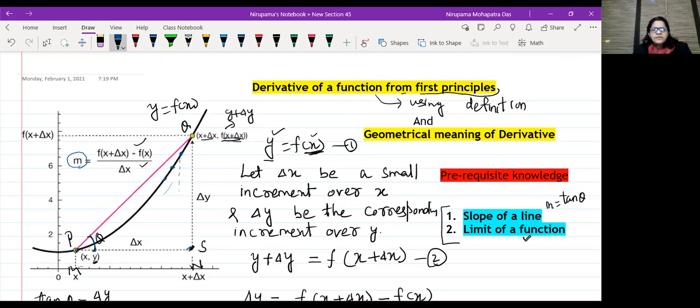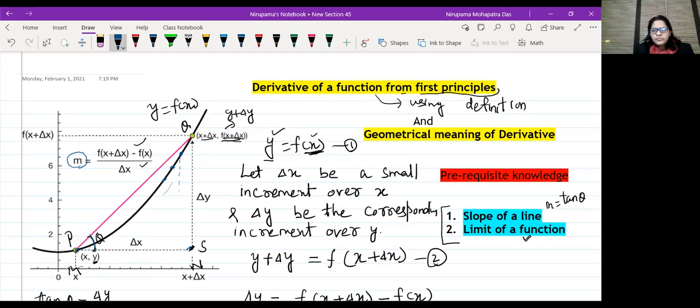Here m is the slope of the second line. Now when it becomes the tangent line, the limit as delta x approaches 0 of f of x plus delta x minus f of x by delta x will become the slope of the tangent. So that is basically the geometrical meaning of the derivative. The derivative of the function at a point equals the slope of the tangent to the curve at that point.